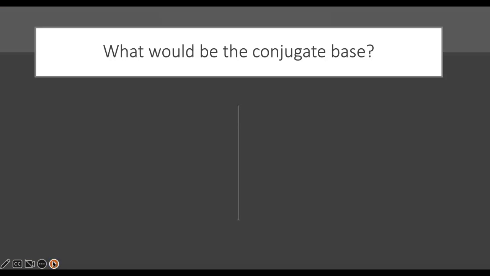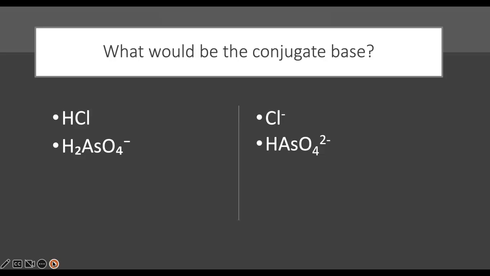If we give you an acid, can you figure out what the conjugate base would be in a neutralization reaction? Let's take a look at this first one, hydrochloric acid. What would be the conjugate? I'll show you those in a second. This is one from the homework. H2AsO4 minus, what would be its conjugate? Hopefully for HCl, you got just the chloride ion. And for H2AsO4 minus, hopefully you got HAsO4 2 minus, again as it's donating that hydrogen ion. When we're looking at conjugates, that's our Bronsted-Lowry definition.